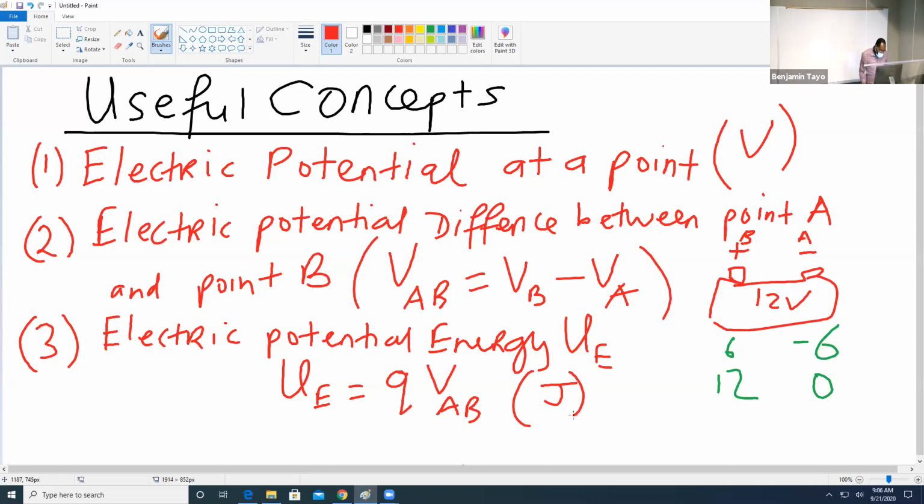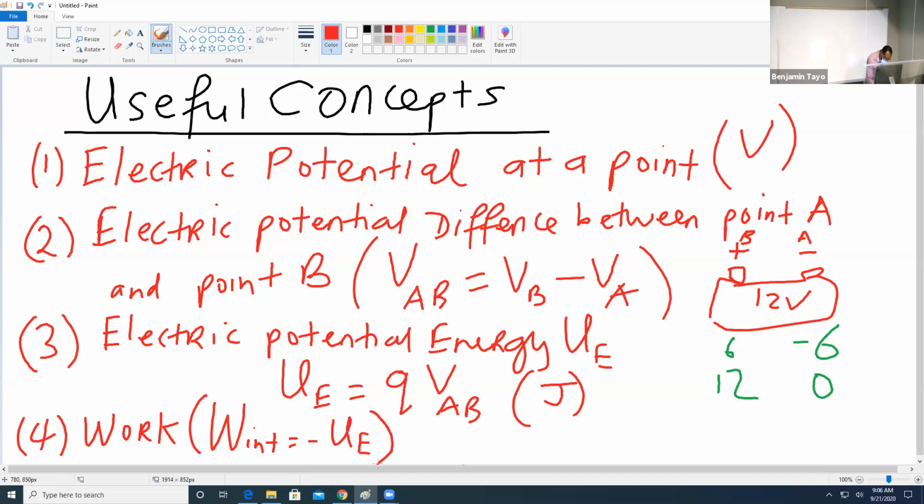And then finally we have electric work. In the notes, this is given by WE. It's the negative value of the electric potential energy.